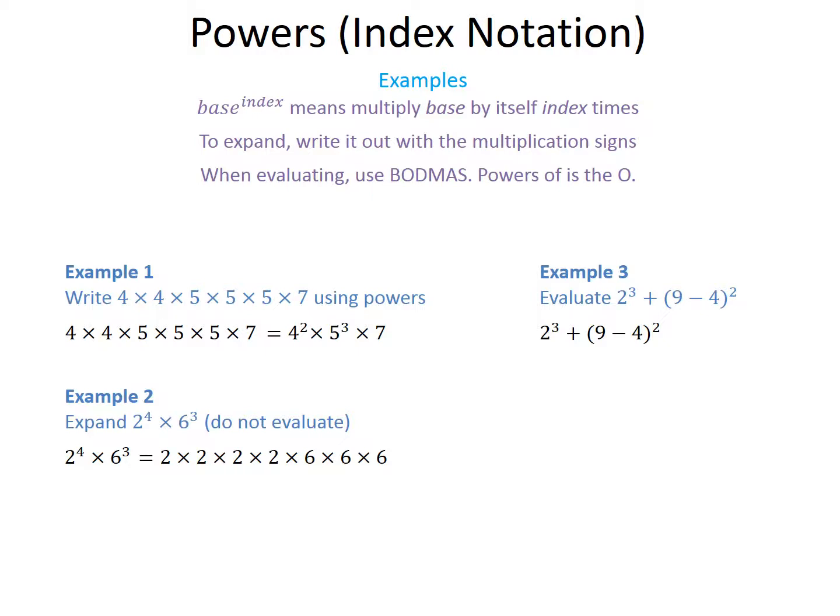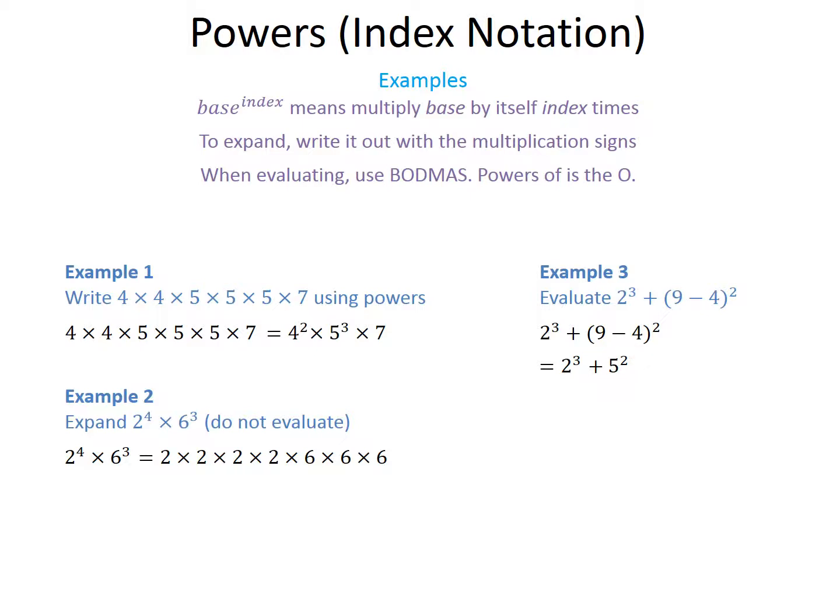The B is brackets, that goes first. So this 9 minus 4, I have to work out what that is first. And so that's 5. So remember, I write down the 2 to the power of 3 plus. I'm not using that yet, so I just write it down. And 9 minus 4 is 5, and then the squared I haven't used yet, so that just becomes 5 squared. So the only thing that's changed is this 9 minus 4 in brackets has just become 5.